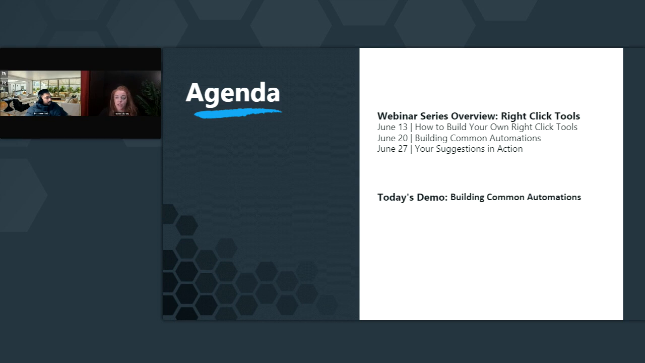For our agenda, this is part 2 of a 3-part series. Last week we talked about how to build your own right-click tools. Today we're talking about building some common automations. And then next week we're going to do your suggestions. So if there's anything that you want to see built, some of you submitted ideas last week. That form is still available in the On24 platform. So if you want to see an automation specifically from end to end, you can submit that, and we can show that next week. For today's demo, we're building common automations.